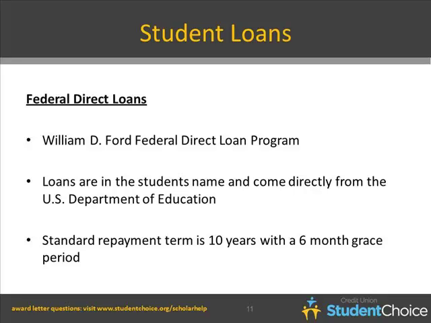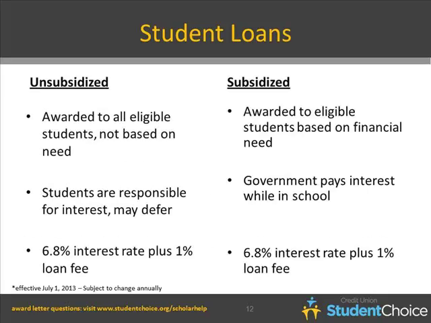The next loan that could be listed on their award letter is a federal direct loan. This is also sometimes referred to as the Stafford loan. And these loans are in the student's name, and they come directly from the U.S. Department of Education. Standard repayment terms on these loans is 10 years, and again, it has a 6-month grace period tied to it. Now, there's 2 types of loans that the student can receive. One's unsubsidized, and the other is subsidized.